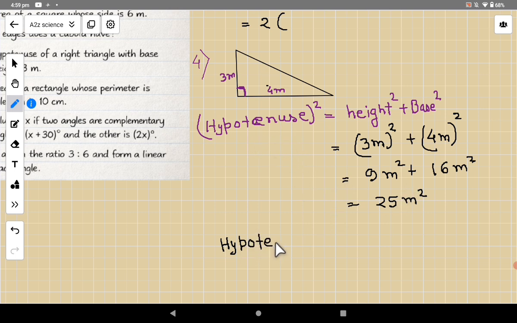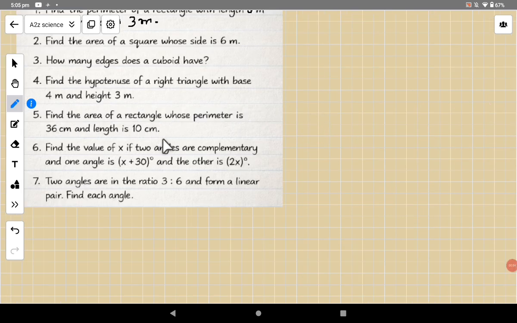Now hypotenuse will be root of 25 meter square, and it becomes 5 meter. This is the answer. Let's solve question number 5.